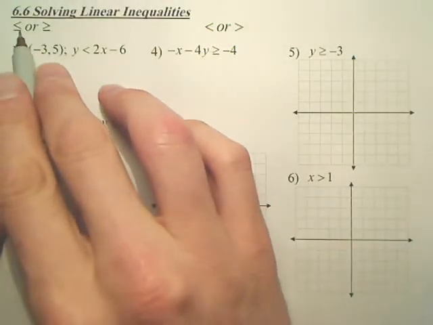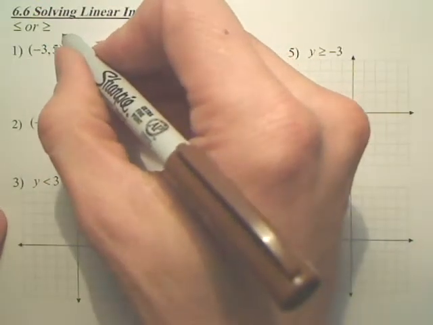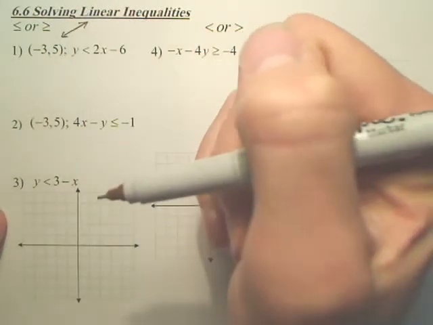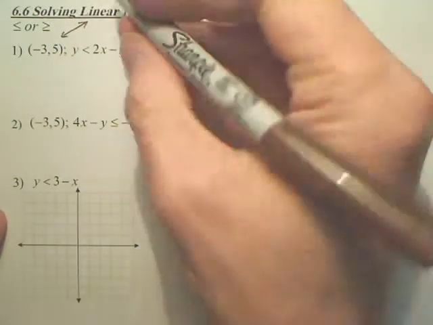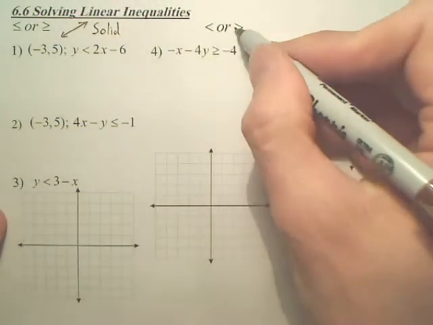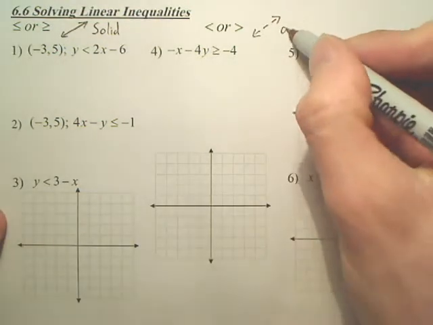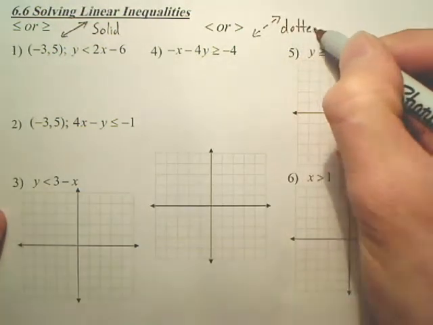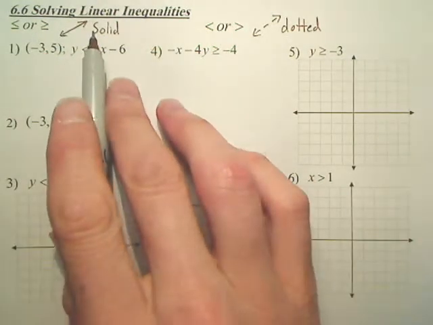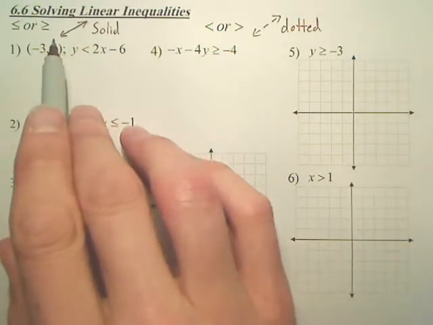If you get a less than or equal to or greater than or equal to when you graph, it's going to be a solid line, and you're going to shade one side or the other. If you get a less than or a greater than sign, it's going to be a dotted line. So one thing you need to worry about when you graph is whether it's solid or dotted, and it depends on if it has a line underneath, then it's solid.